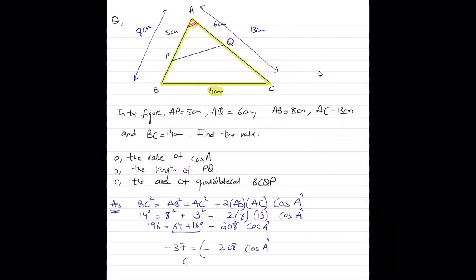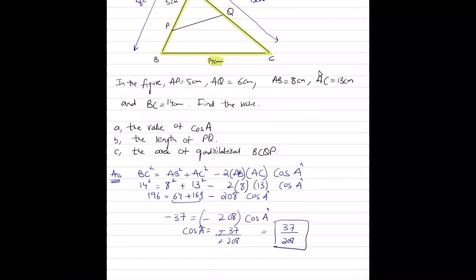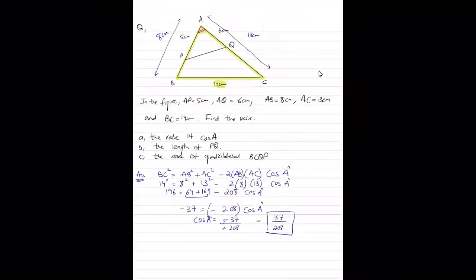If minus 208 was being multiplied with cos A, to find the value of cos A, you can divide by minus 208 on the other side. Minus 37 over minus 208, the negative sign can be eliminated. So if you simplify this, you get 37 upon 208. That is the value of cosine of angle A. Are we clear on this? Yes, sir. Any difficulty over here? No. Okay, then I want you to suggest how to find the length of PQ.